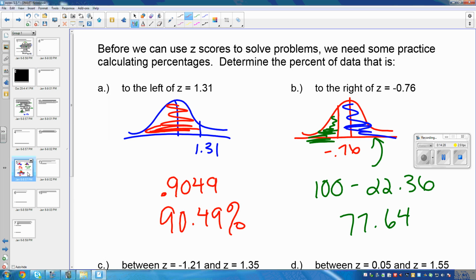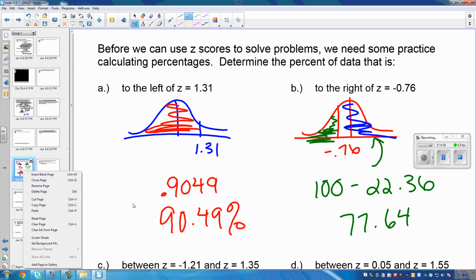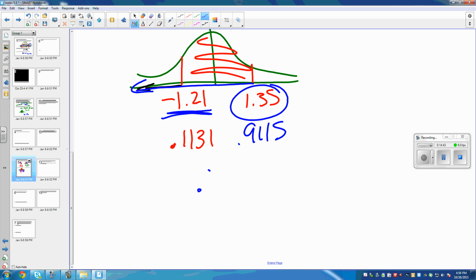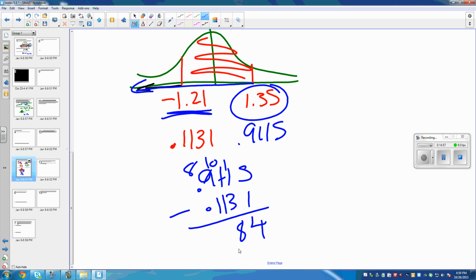Now, remember we said to get in between, we're going to subtract them. So 0.9115 subtract 0.1131 gives me 4. Borrow gives 11, gives 8. Borrow again gives me a 9. 8 minus 1 is 7. So 0.7984, which is really in percentage 79.84%. I think you get the point of this, so we're not going to do more. We'll do more in some wordy examples, okay?